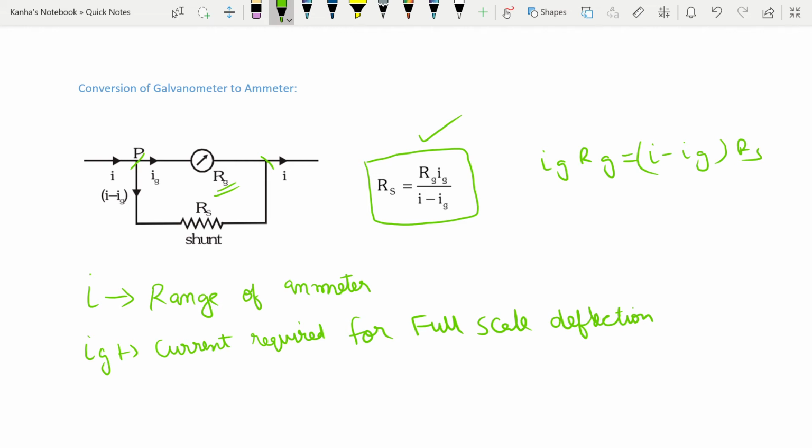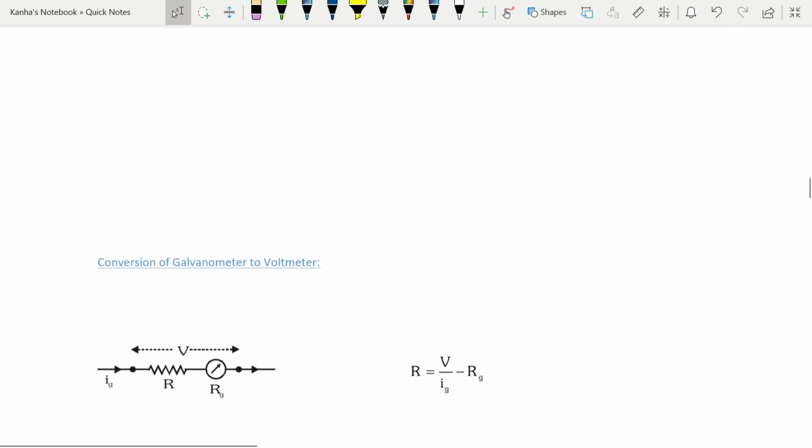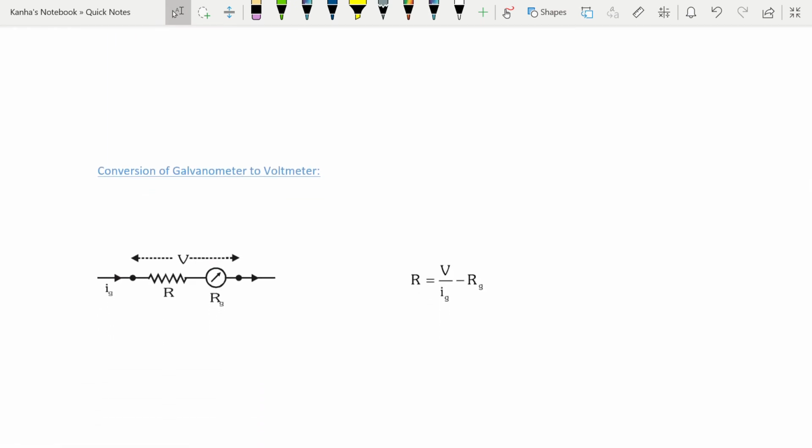The next thing is the conversion of a galvanometer to a voltmeter. And how is this done? This is done by applying a very high resistance R in series with the galvanometer. This resistance is given by V by Ig minus Rg, and again the same thing here: the current flowing through both of them will be the same.